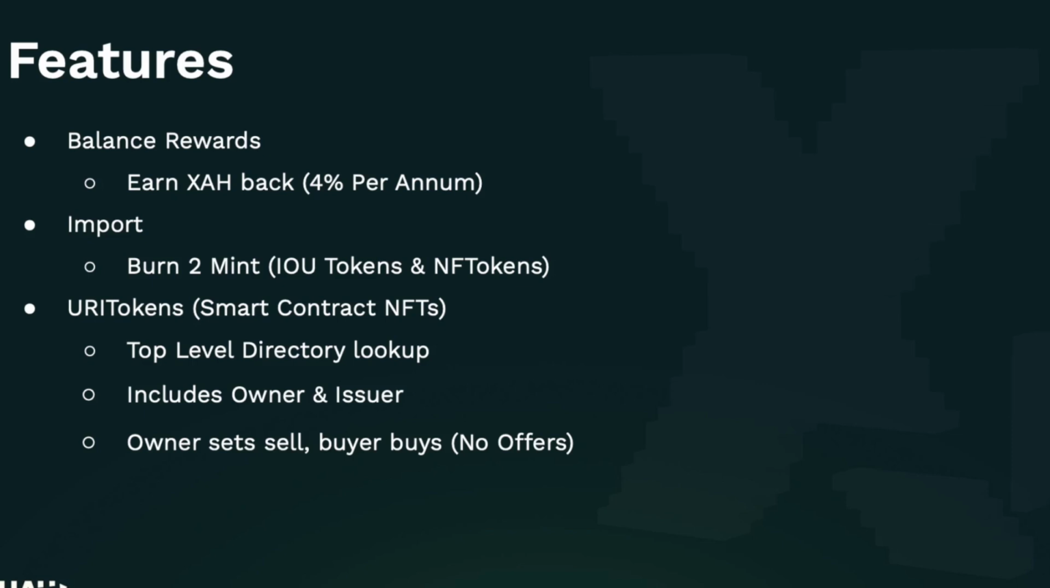The second transaction is the import transactor, which allows you to burn IOU tokens on the XRPL ledger and then mint them on the Xahau sidechain. You can do the same thing with non-fungible tokens. So you can burn a non-fungible token and mint a URI token on the sidechain.